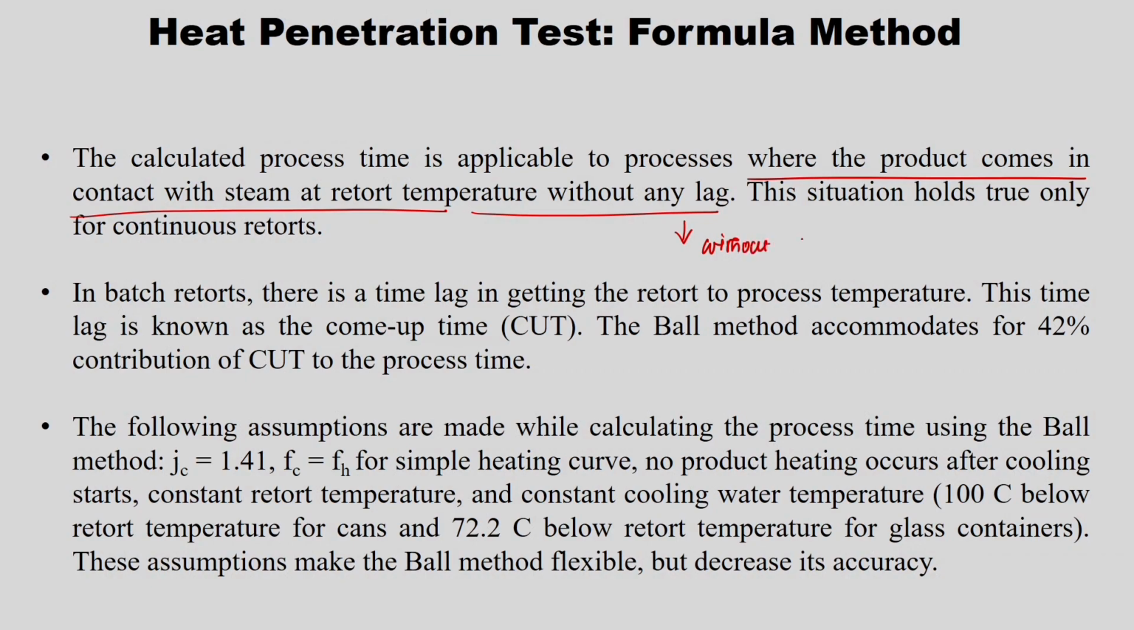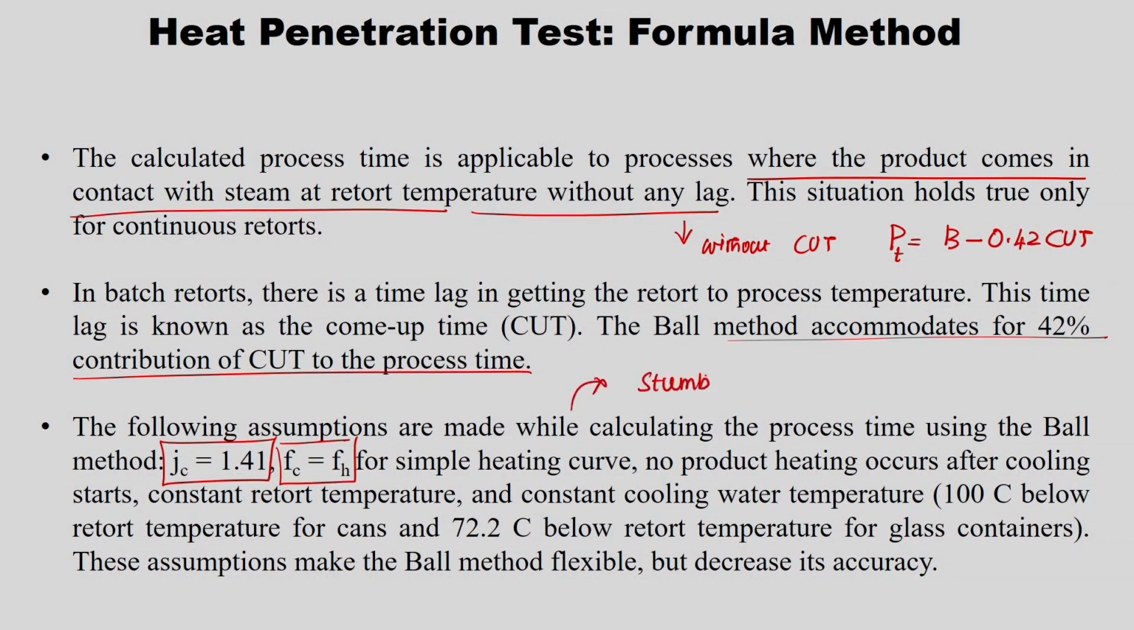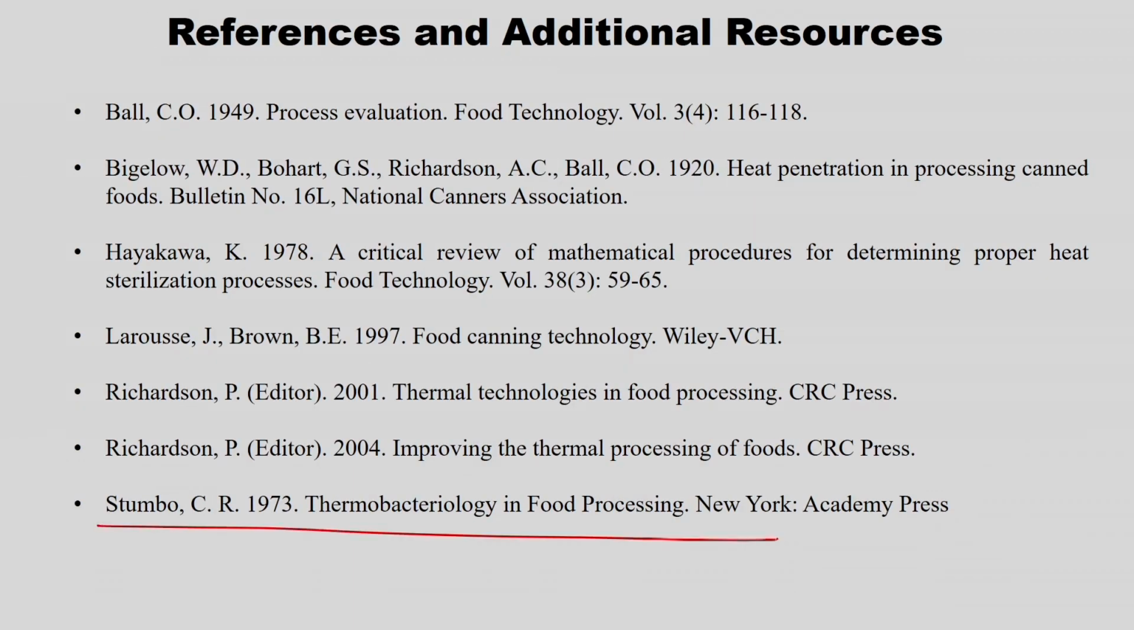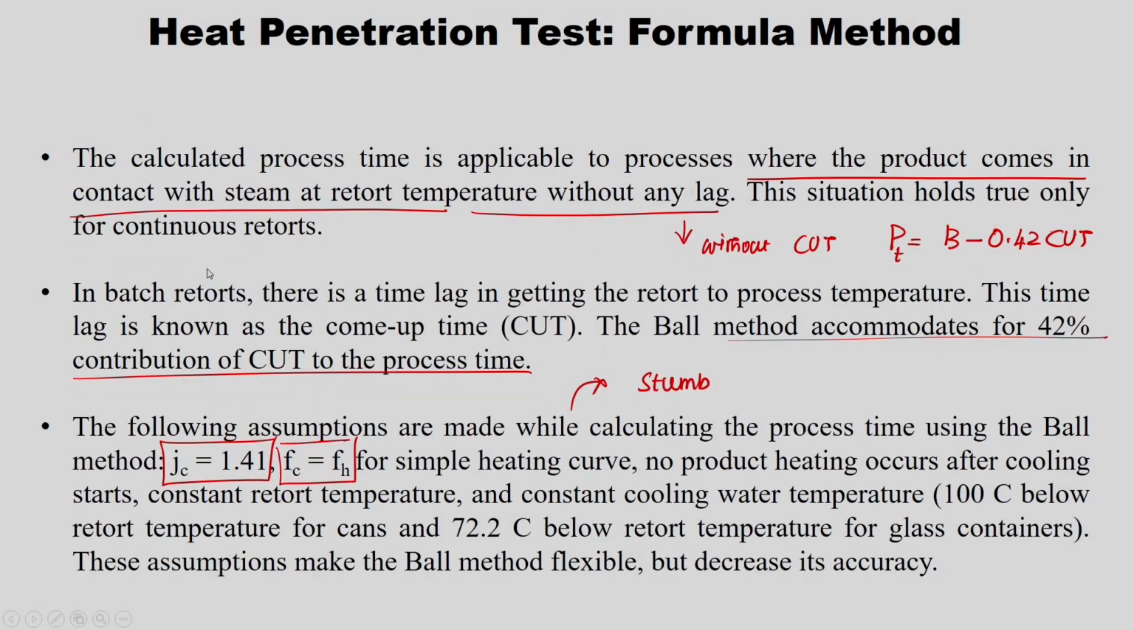If you want to account for your come up time, then your process time is B minus 0.42 of cut. So, 42% of the contribution is given to the total processing time, because in batch retorts there is a time lag in getting the retort temperature. Ball also took the Jc as 1.41 and another assumption, fc equal to fh. These were relaxed by Stumbo and Hayakawa, the two references I have given here. They relaxed the assumptions made by Ball and accounted for how to increase the accuracy of the formula method.